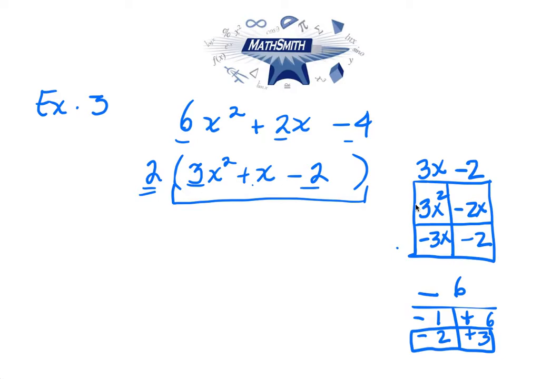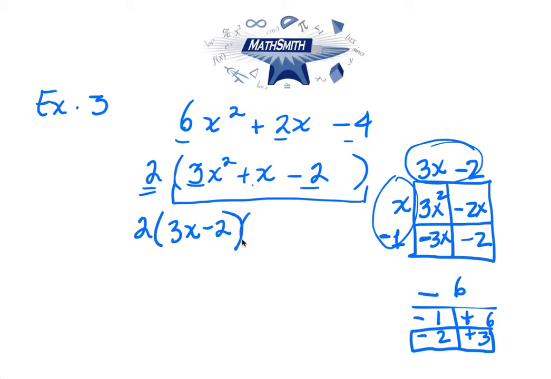Going sideways, between 3x squared and negative 2x, I have just an x in common. And right here between negative 3x and negative 2, I just have 1. And again, since I'm touching a box of a negative thing, this is going to be negative. So this is going to factor, my 2 is still here, into this and this. So I'm going to get 3x minus 2 times x minus 1. And there you go.